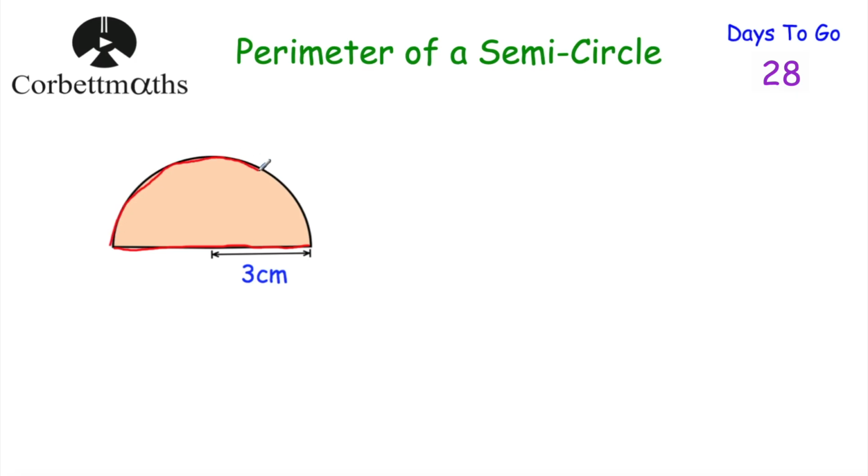So this distance is going round the top of the outside of the semicircle, the length of that curved part, this arc. So to find the length of this arc, what we're going to do is consider the whole circle. We're going to find the circumference of the whole circle. So we're going to do circumference equals pi times diameter. If we do pi times diameter, we'll find the circumference of this whole circle.